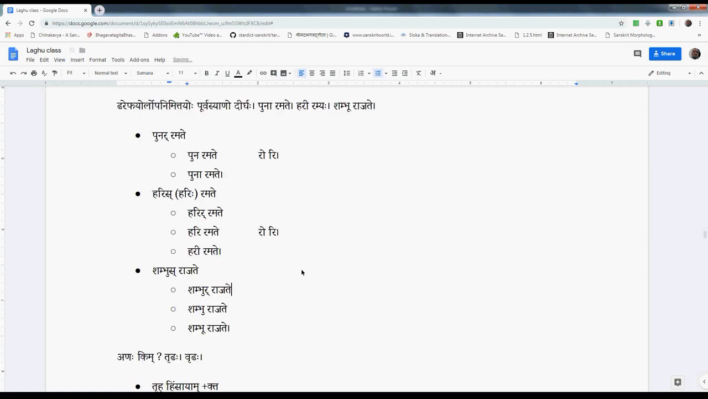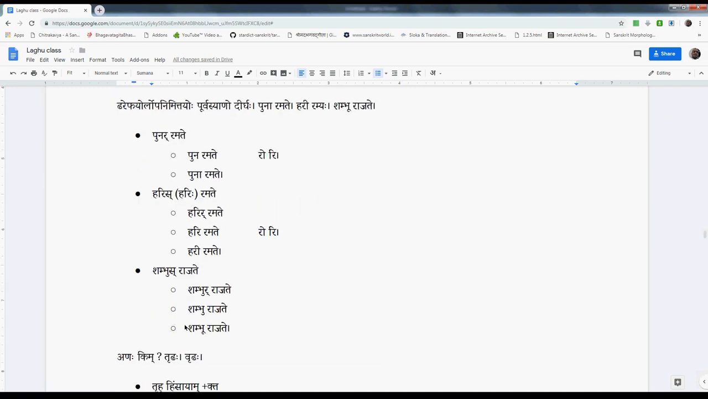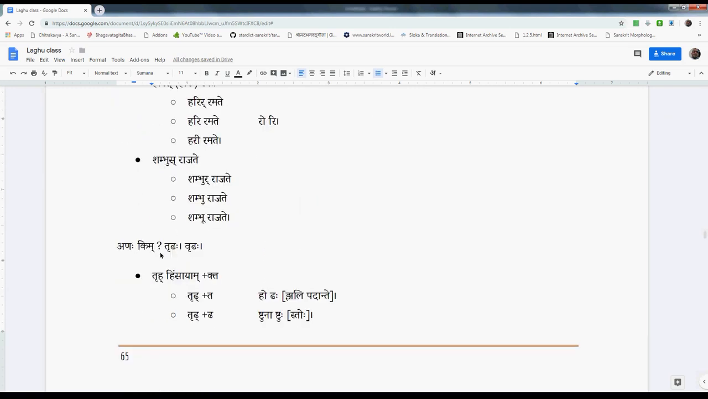So we were looking at dhralope purvasya dirgo anaha, and there I mentioned this anah kim, where trudha and vrudha, these examples are given. These are like counter examples, the way Kashika gives, like why anah is used. There I just mentioned trudha and vrudha, and marked an ellipsis that I'll check the dhatu and confirm. These both are a little difficult.